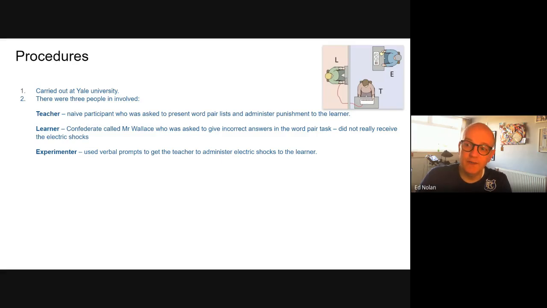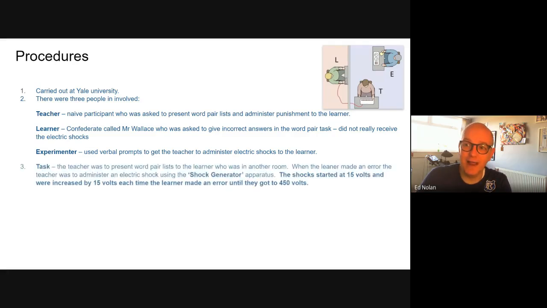The teacher was to present material to the learner. The learner was then to press buttons to identify their answers. And the teacher was to administer an electric shock if they got the answers incorrect. The experimenter was there just to ensure the teacher knew what they were doing, but obviously he was there for more. They had this word pair list. That's the task they had to do. And it's good to remember that the machine is called the electric shock generator.